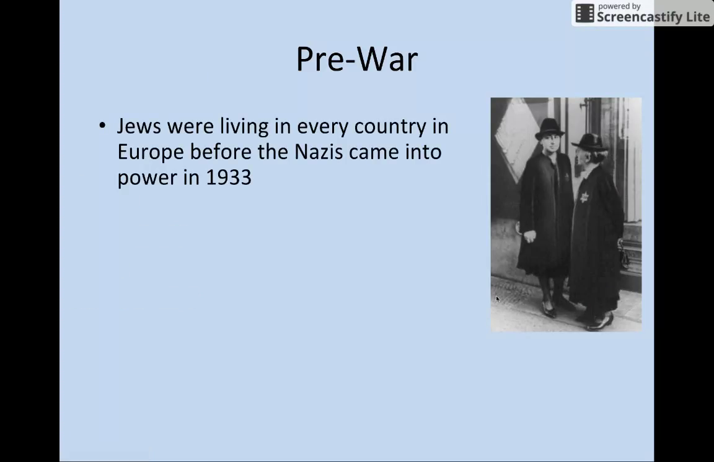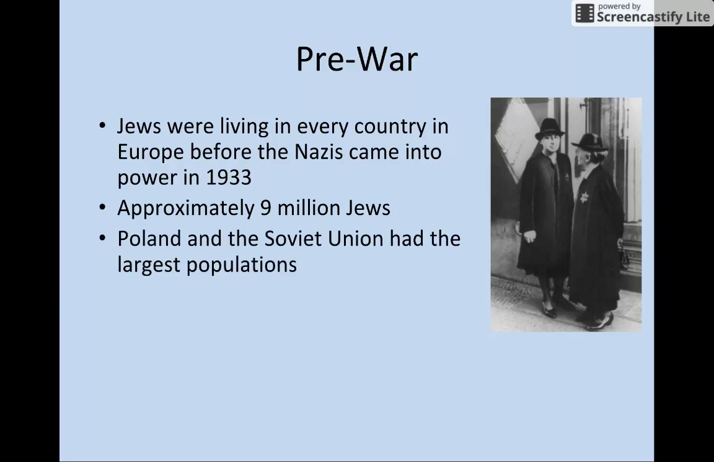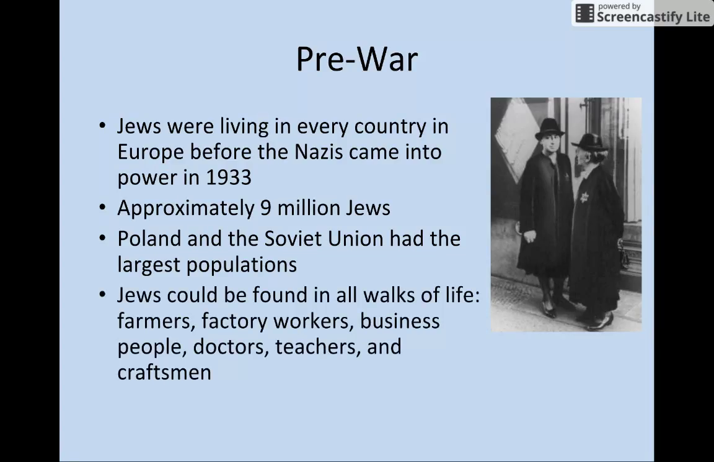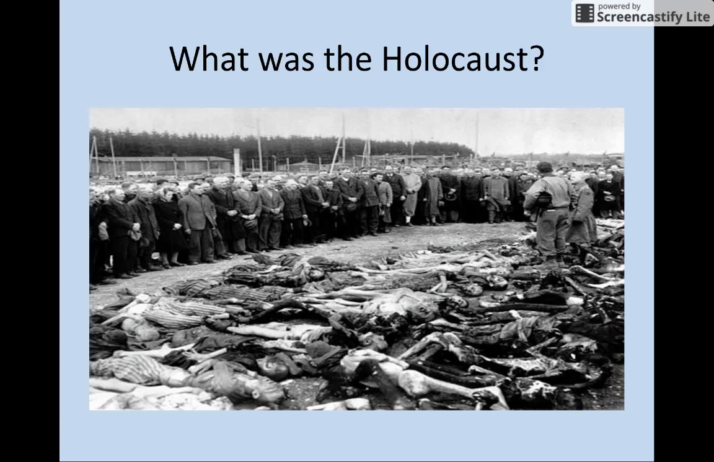Before the war, Jews were living in every country in Europe before the Nazis came into power in 1933. There was approximately 9 million Jews living in all of Europe. Poland and the Soviet Union had the largest populations of Jewish people. Jews could be found in all walks of life. They could be farmers, doctors, factory workers, business people, teachers, and craftsmen. So just because a person had a certain kind of job did not mean that they were or were not Jewish. They're like any other race of people.